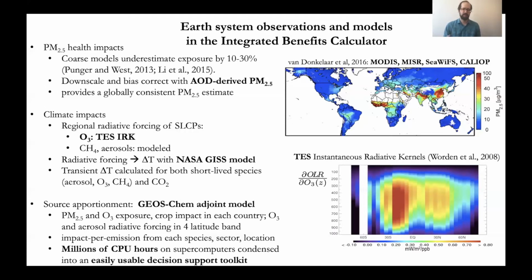Rapidly, all of the atmospheric transport calculations have been done ahead of time. What we save from that is the source apportionment calculation that can then be combined with changes in emissions. To develop all of these source apportionment coefficients required over 1 million CPU hours on supercomputers, but we've managed to distill that down into an easily usable decision support toolkit.